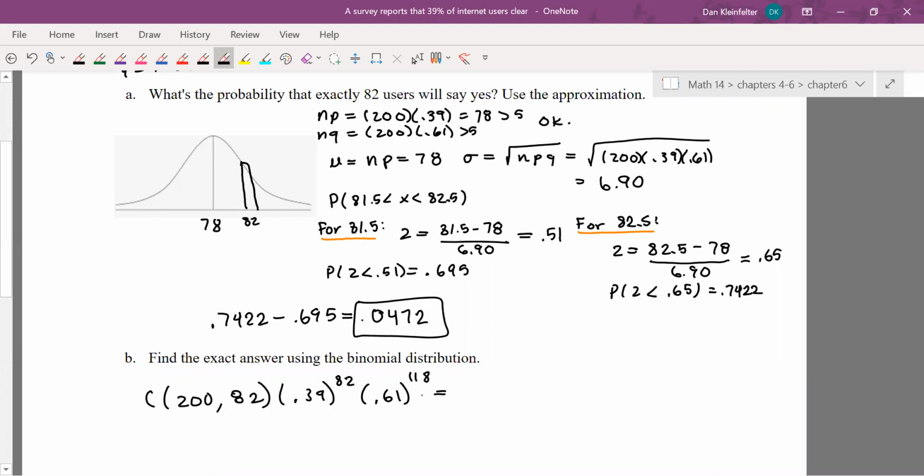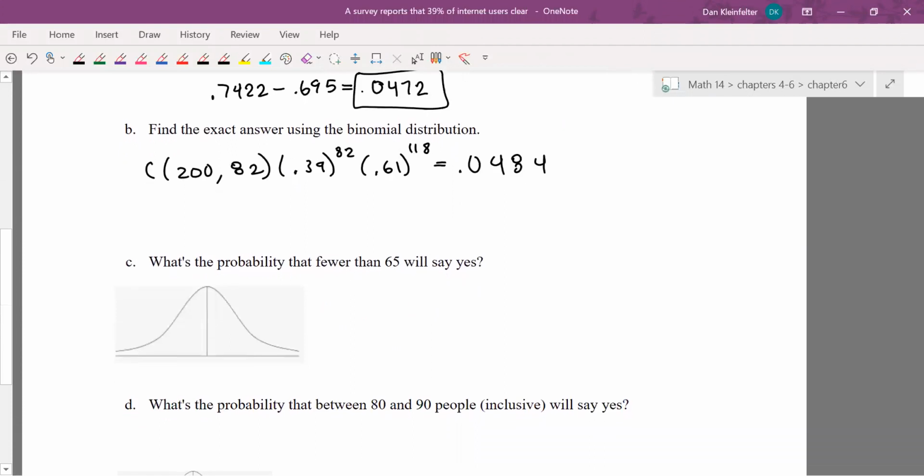So let's go ahead and calculate that. Again, your calculator may have a little trouble with this, but hopefully not. Okay, 0.0484. All right, so here we were good. We're off by like 1/1000th in using the approximation, so that's pretty good.